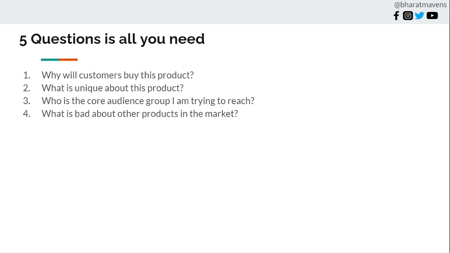Now, what is bad about other products in the market? You will have to justify this and explain what is bad in other products and what is good in your product. Why it is better. That should be the primary criteria for evaluation here. Because people want to know, why should I switch? The switching cost is very high for people to switch from something they have been using for long to your brand. Next, is there a wow factor associated with my product?